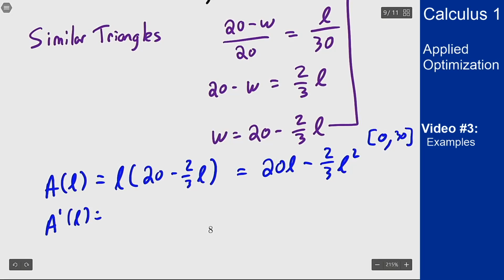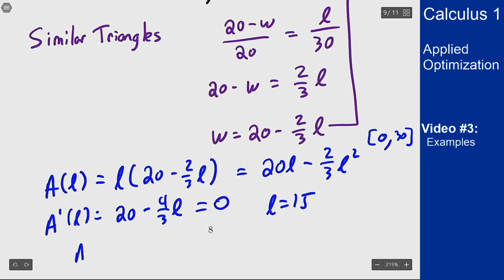The derivative is 20 minus 4/3 L. That always exists. When is it 0? Well, it's 0 when L equals 15. 15 times 4/3 is 20. I can list out my values.